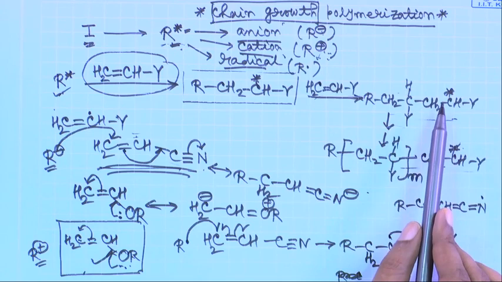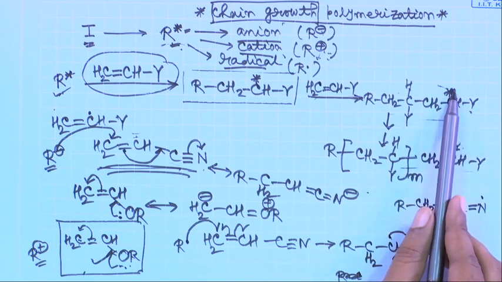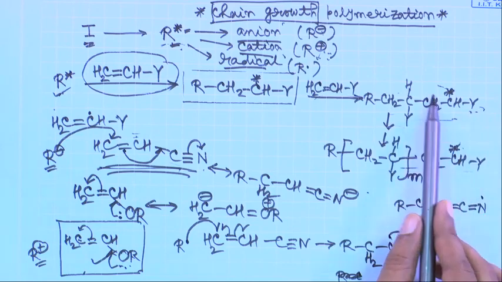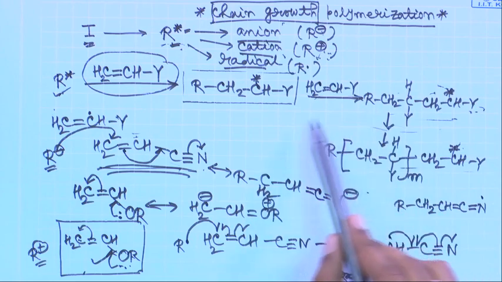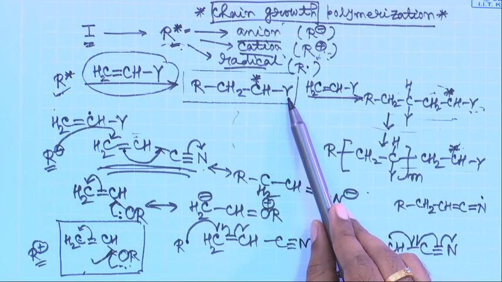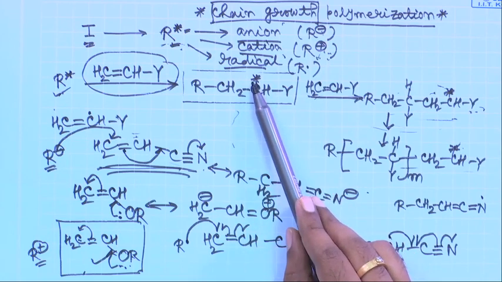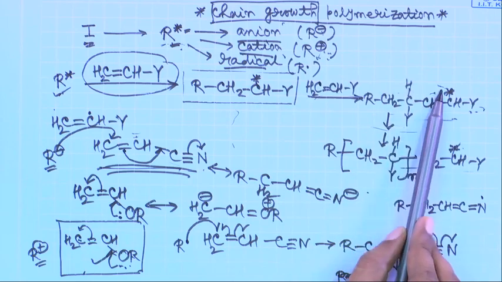That charge in the propagating species has to be stabilized by Y. So, if it is a negative charge, then an electron withdrawing Y will stabilize that negative charge, so that an anionic polymerization could be favored for an electron withdrawing Y group here. If you have an electron donating Y group here, then it will actually stabilize the positive charge that is developing in the polymerization process in the propagating species.